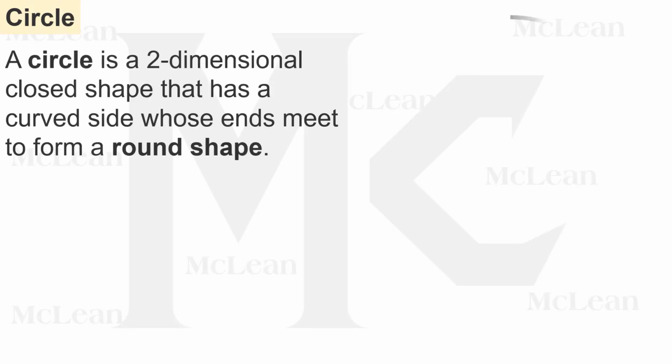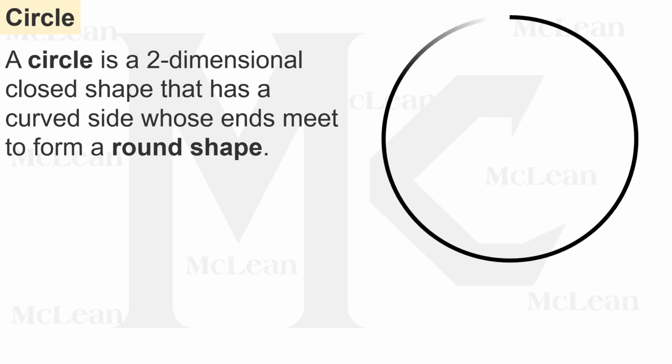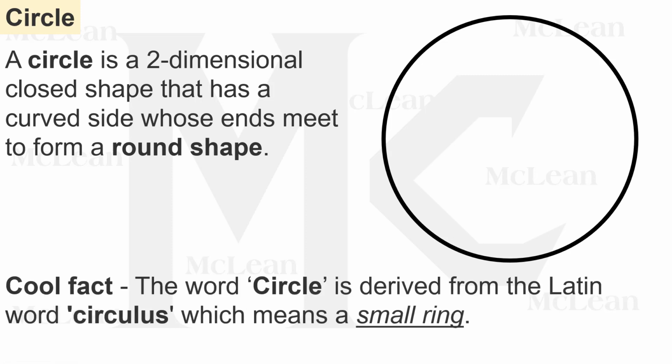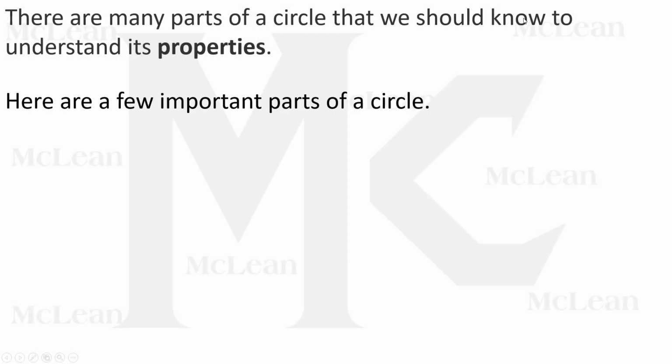Circle. A circle is a two-dimensional closed shape that has a curved side whose ends meet to form a round shape. The circle falls into the category of 2D shapes. Cool fact, the word circle is derived from the Latin word circulus, which means a small ring. That's a cool fact. There are many parts of a circle that we should know to understand its properties.